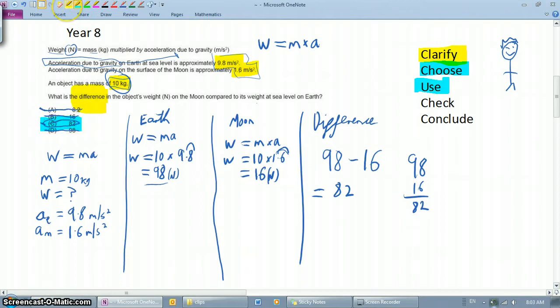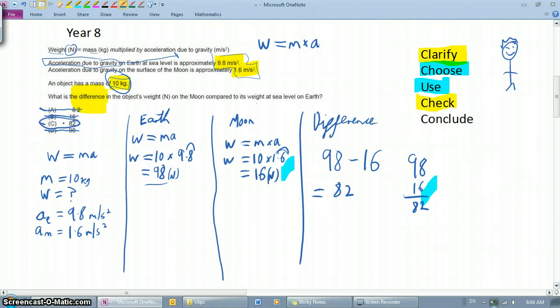Have we checked our work? I'm checking my sums. I'm happy with my sums. It seems to fit. Does it make sense? Well, yes, it's the difference. And conclude. Now this is a multiple choice question, so our conclusion is just obviously circling the correct answer.